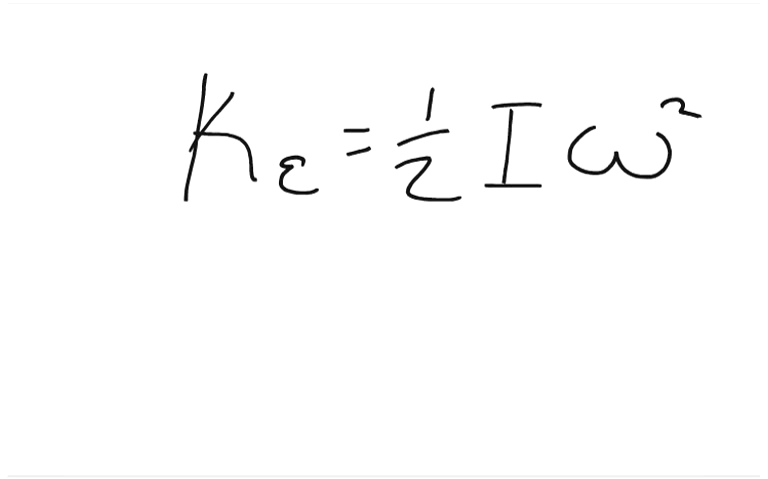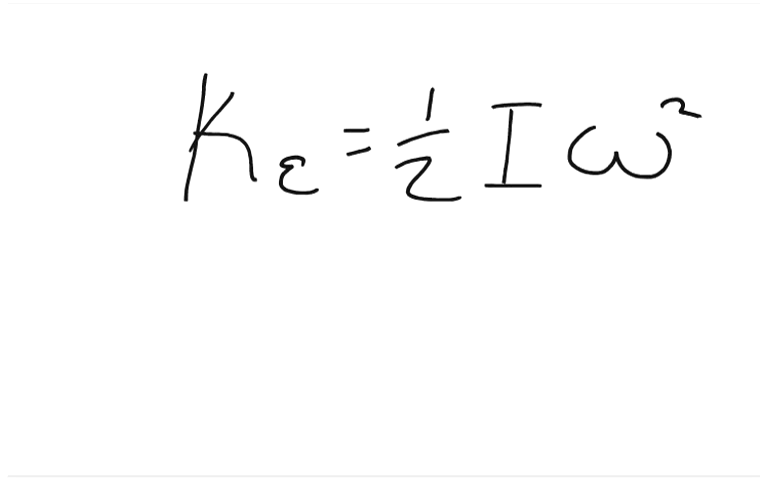Question number 12 says a horizontal 810 Newton merry-go-round of radius 1.7 meters is started from rest by a constant horizontal force of 55 newtons applied tangentially to the merry-go-round. Find the kinetic energy of the merry-go-round after 2 seconds. Assume it is a solid cylinder.